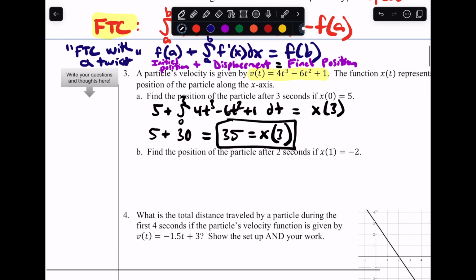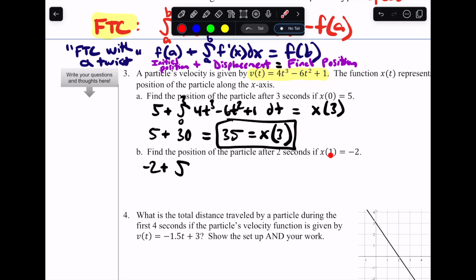For part B, they want us to find the position of the particle after 2 seconds if x of 1 is equal to -2. Same idea. This is essentially my initial position for this particular problem, even though it's when t equals 1. That position here looks like it's -2, and we're going to need to integrate the displacement going from the 2 time values that they gave me. So going from t equals 1 to t equals 2, that's going to be from 1 to 2 for the same velocity equation that we've got here, which is that 4t cubed minus 6t squared plus 1 with respect to time.